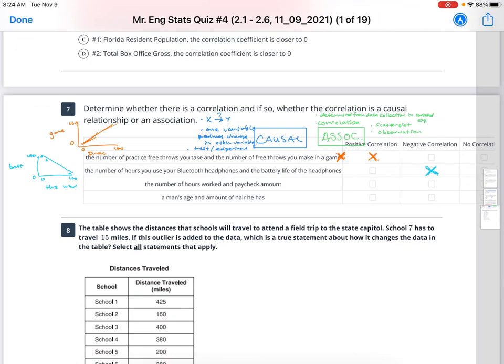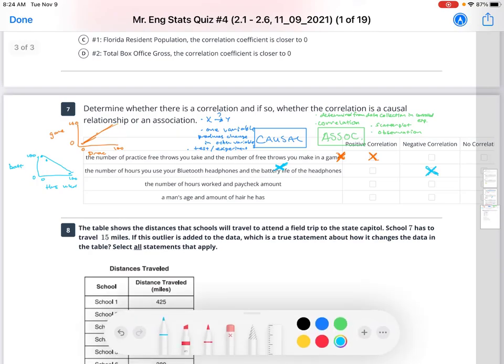But does using your headphones decrease your battery? Does it cause it? Yes, it does. You can do that over and over again and prove that.